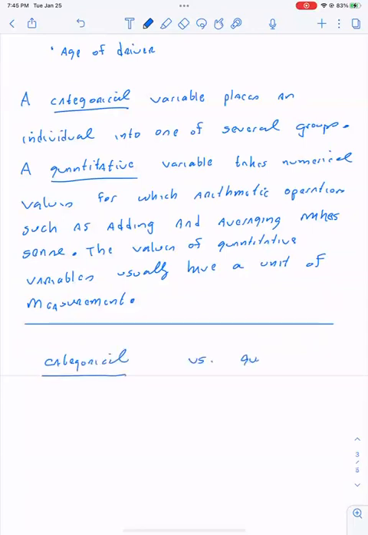For displaying categorical versus quantitative variables, does anyone know, from either taking a stats course or just being alive for however many years you've been on this planet, what type of displays we use for either categorical or quantitative? There's a couple that we use for categorical. You've definitely seen them, but to associate this course to them might be a stretch. If somebody says it and I write it, you'd say, oh yeah, that's it.